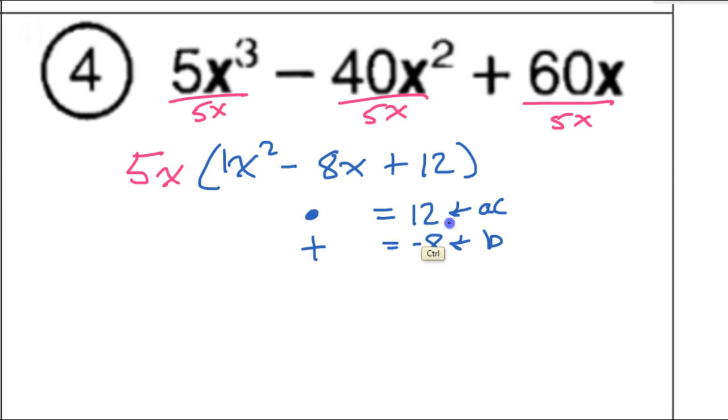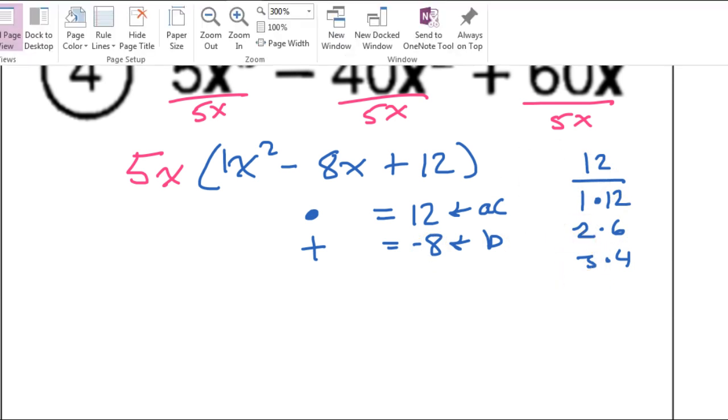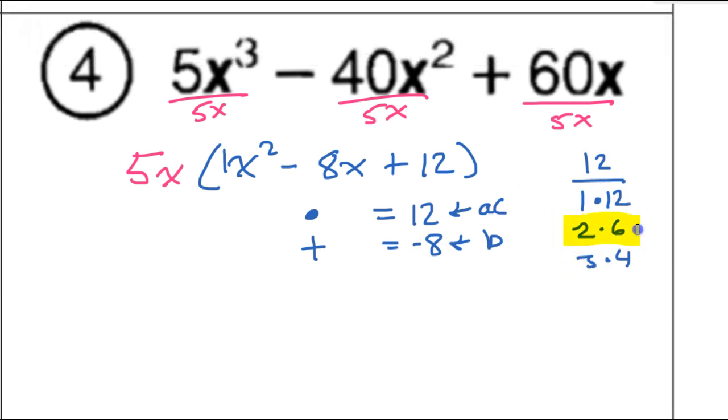Okay, let's start with the product. So for that, I'm going to start with 12. What times what makes 12? Well, that could be 1 times 12, or 2 times 6, or 3 times 4. Now, which one of these pairs can make negative 8 if I pick the signs right? Hopefully you're thinking, the 2 times the 6. That can make negative 8 if we pick the signs right.